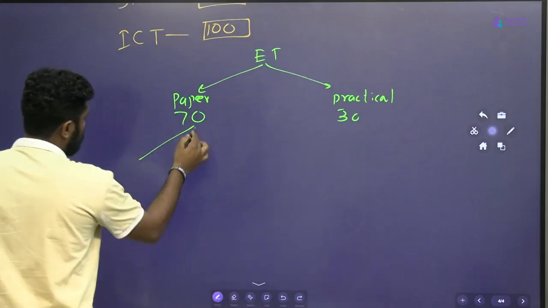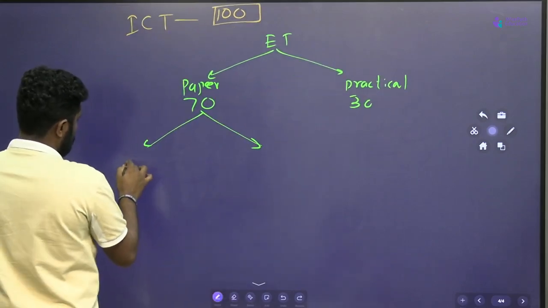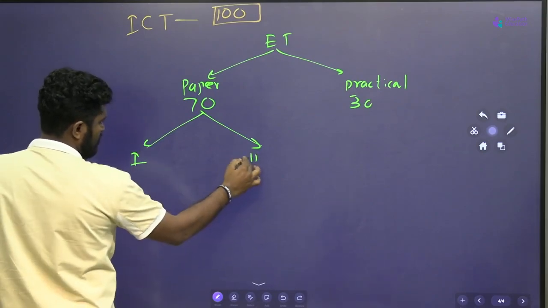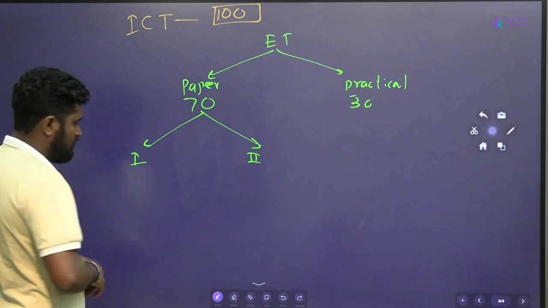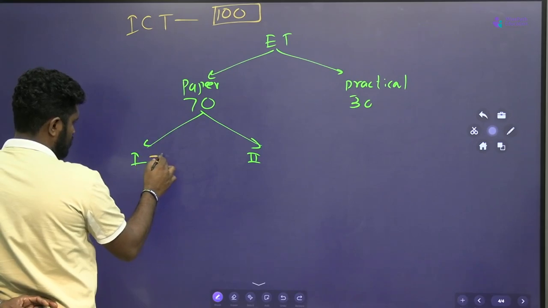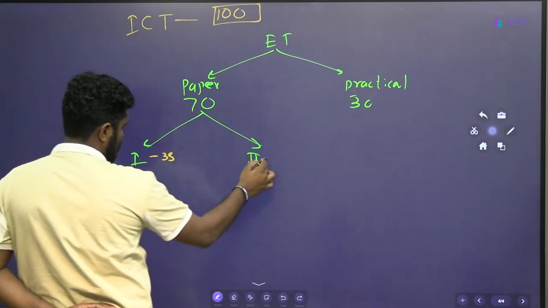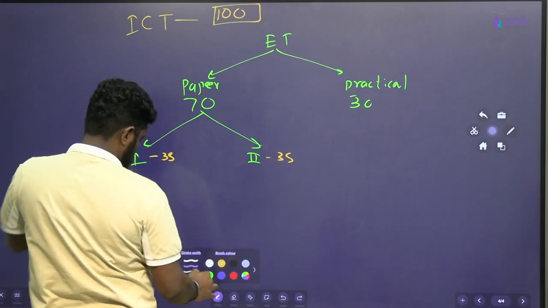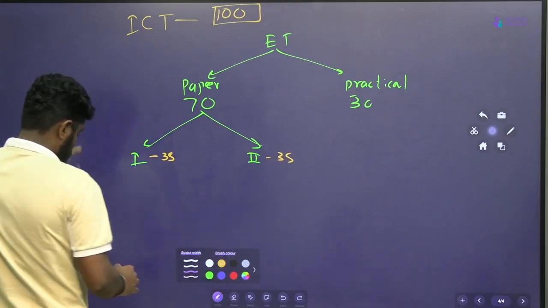Then there I have two papers. First paper and second paper. The total mark is 70, no? For the first paper 35 marks and for the second paper there is another 35 marks. Okay.